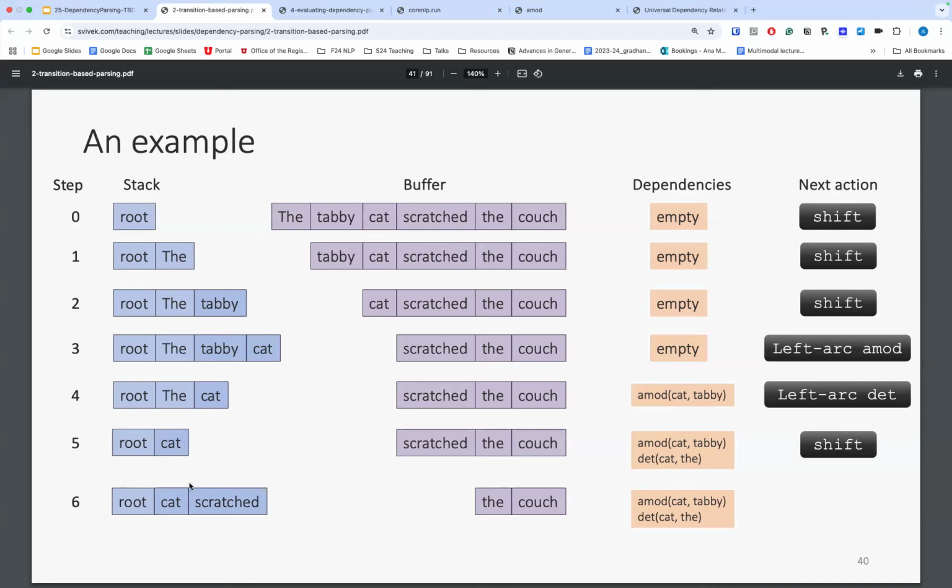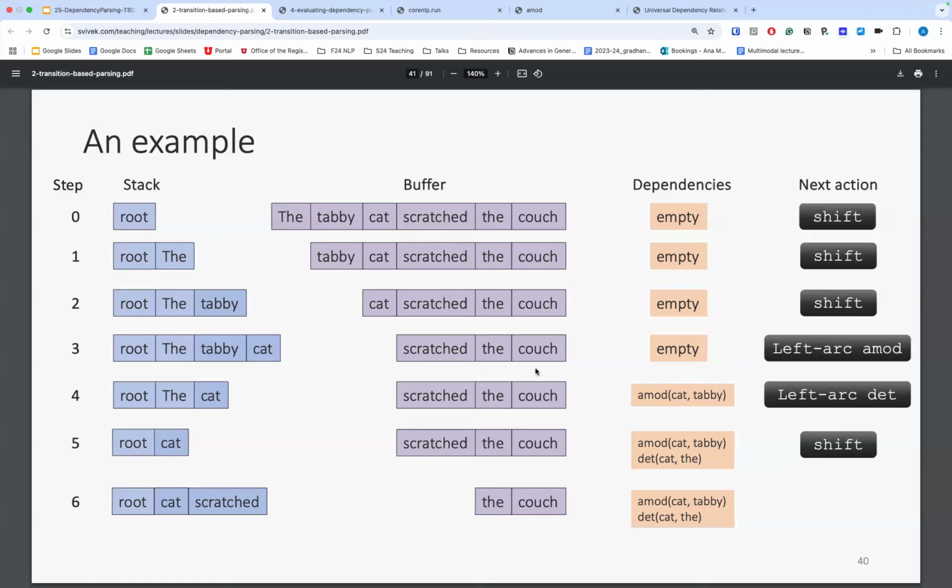Subject. So cat is the subject of scratched, right? And is this going to be, Ryan, you say it's a right arc? If it was a right arc, that would mean that cat is then the head word. What do we think about that? What do we think, that cat or scratched is going to be the head word here?